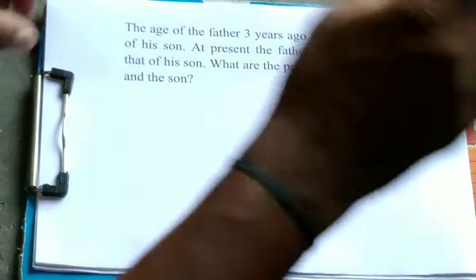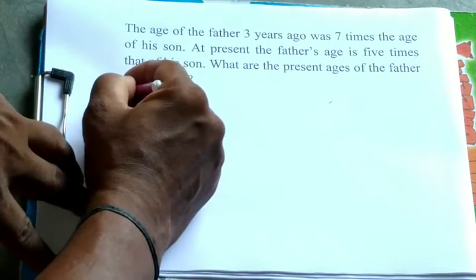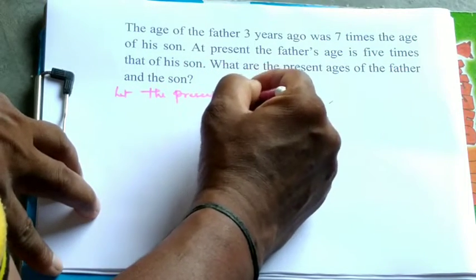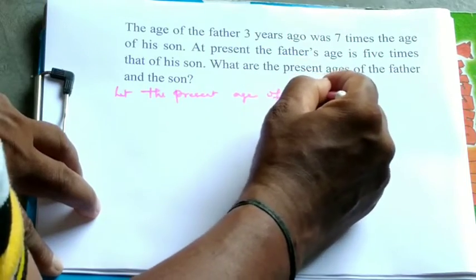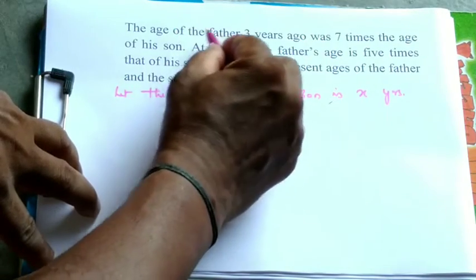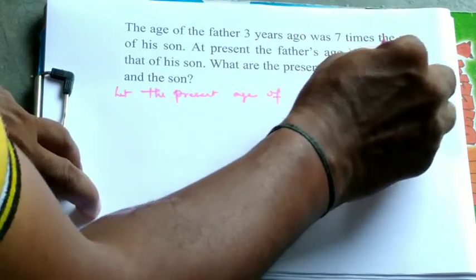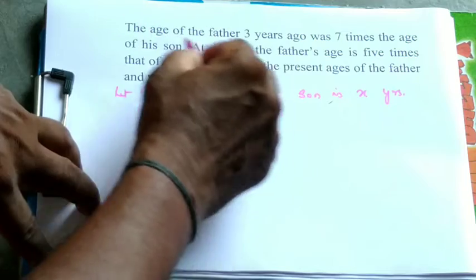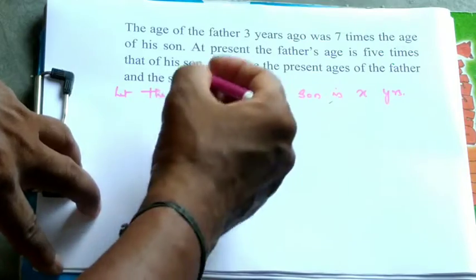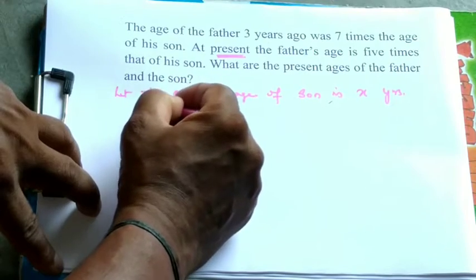Now let the present age of the son, we are assuming in this way, be x years. Here the father's age they have given is: the age of the father 3 years ago was 7 times the age of his son. Now the present age of the father we are going to find. Let the present age of the son be x. We are going to find both present ages. The question is about present age.